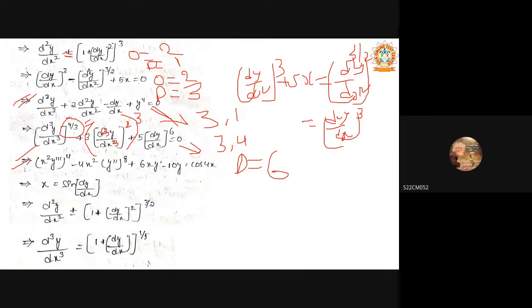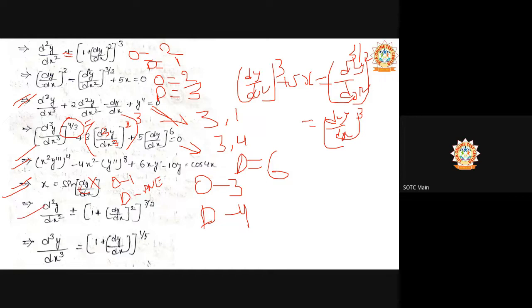Third order, sir. Very good. Order is 3 because y triple dash. Next tell me degree. 4. 4 because the highest order is y triple dash and then the power is 4 nana. Now tell me for this x is equal to sin of dy by dx. Order is 1. Degree 1. Very good. Degree does not exist because it is a transcendental function, right? Since the derivative is inside a transcendental function, its degree does not exist nana.